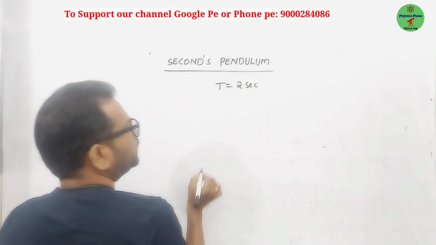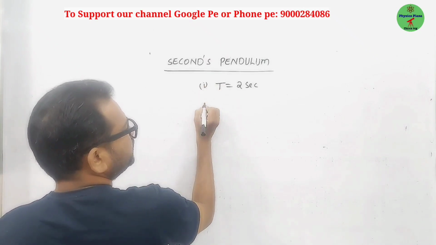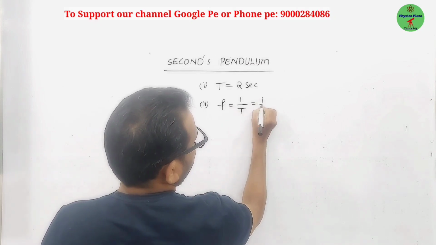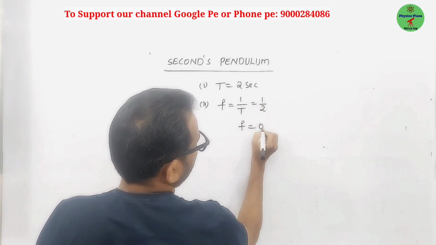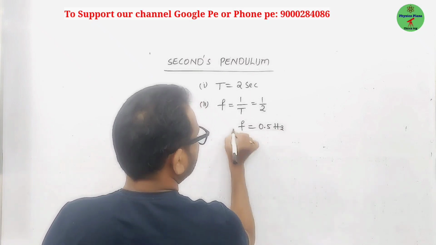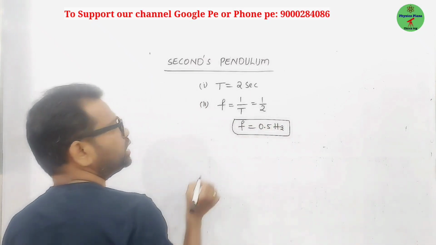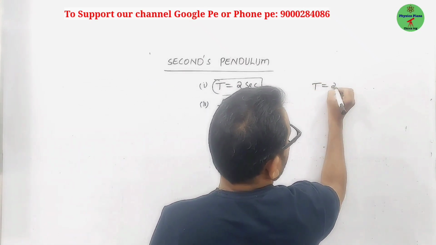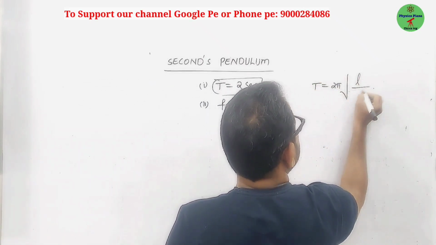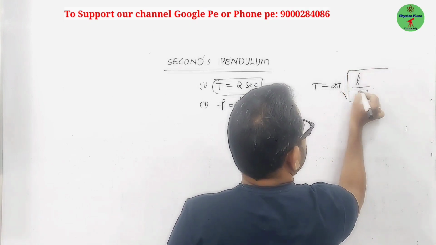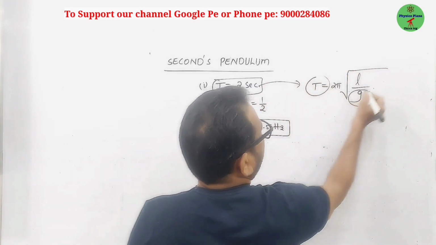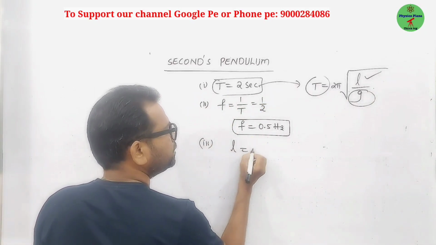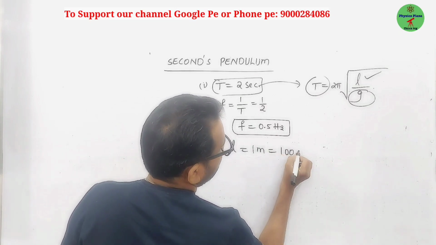So the time period is 2 seconds. Then, very important, what is the frequency of the seconds pendulum? Children, we know that frequency is equal to 1 by time period, that is 1 by 2. So frequency is equal to 0.5 hertz. If you substitute T equal to 2 seconds in the formula T equals 2 pi square root of L by g, and substitute the g value, we'll get the L value, right? So we get L as 1 meter, that is 100 centimeters.